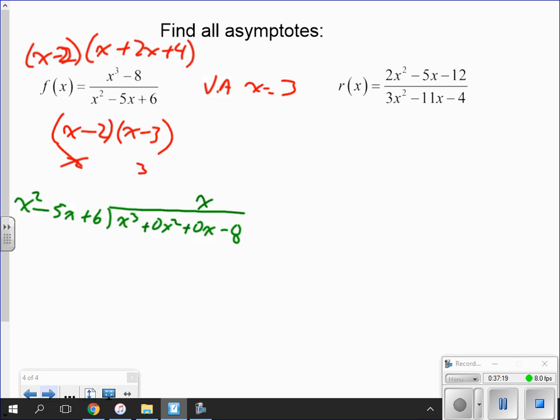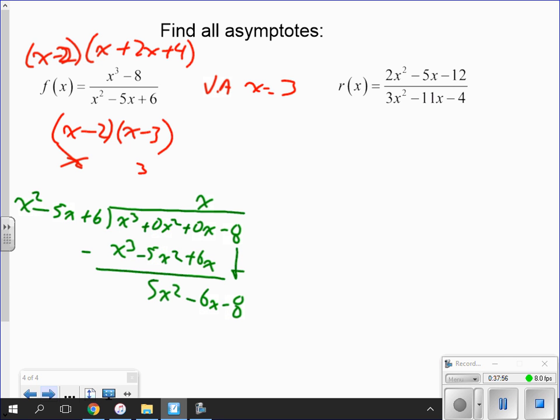x times x squared, x cubed. x times negative 5x, negative 5x squared. x times 6, plus 6x. And then I subtract. x cubed minus x cubed, gone. 0 minus negative 5? 5. So I have 5x squared. 0 minus 6, minus 6x, and then bring down the minus 8.